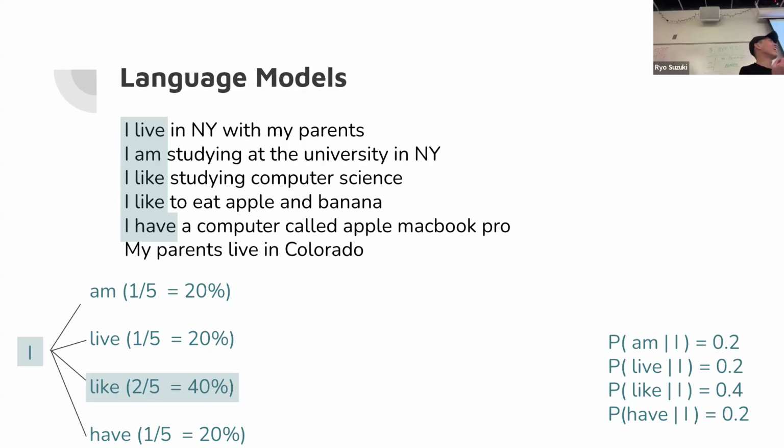And then the idea is, if you just throw the dice, right? So if you throw the dice, you can randomly choose one of the words, right? Oh, maybe I can get like. Okay. Then what could the next word be? What are the options? Okay, so given like, one is studying.